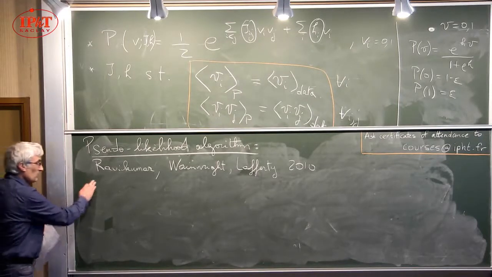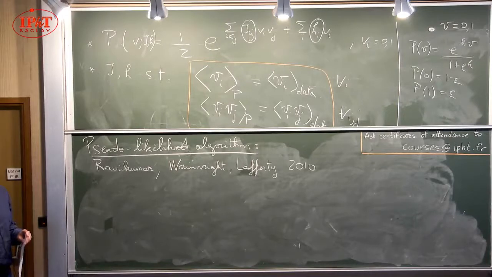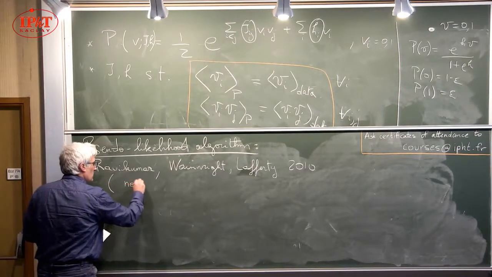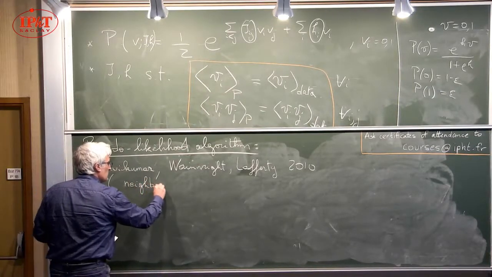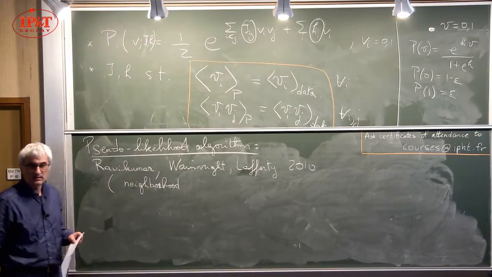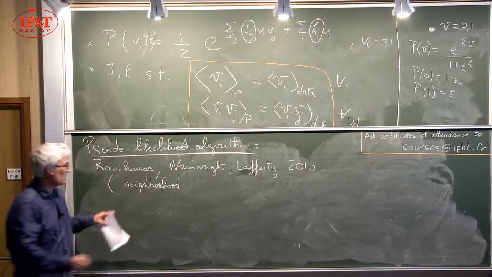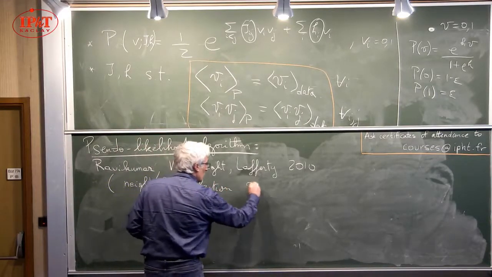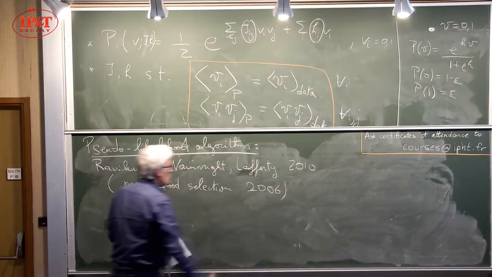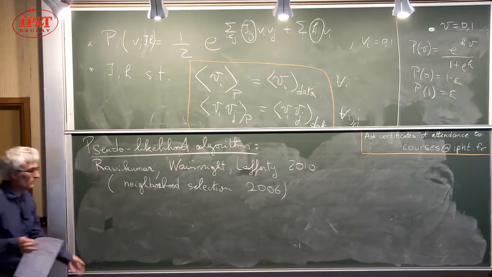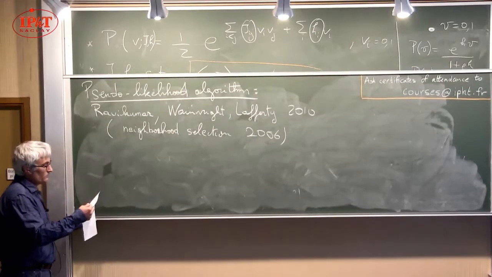And I want to mention that this paper is an extension to the case of discrete variables of another paper, which is known under the name of neighborhood selection. This other paper by Meinshausen and Bühlmann from 2006 presents an algorithm called neighborhood selection in the case of continuous variables. The paper by Ravikumar, Wainwright, and Lafferty is an extension to the case of discrete variables. Since I am interested here in discrete variables, I'll talk about this one, okay? But you can have a look at this one also.